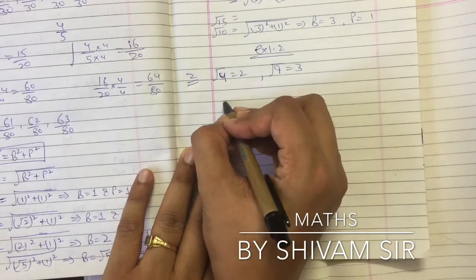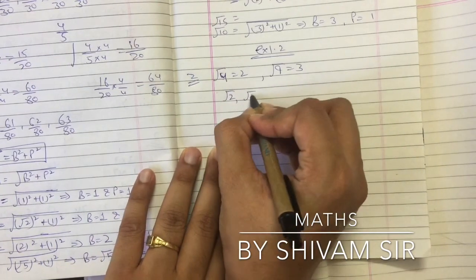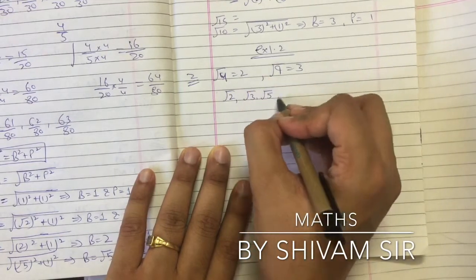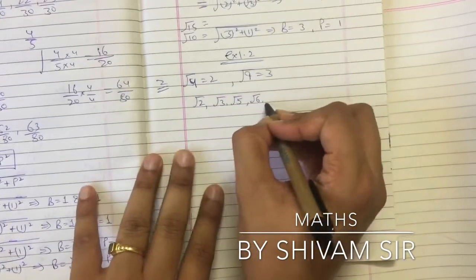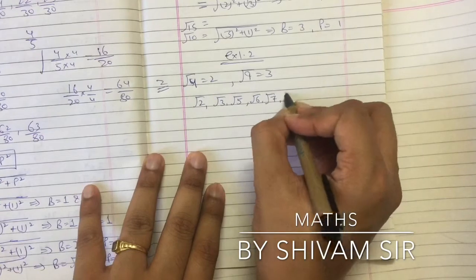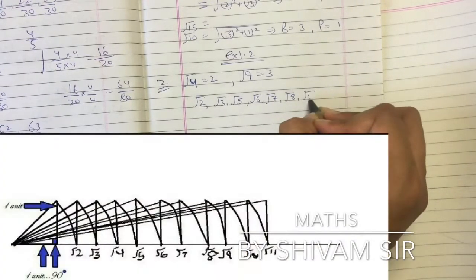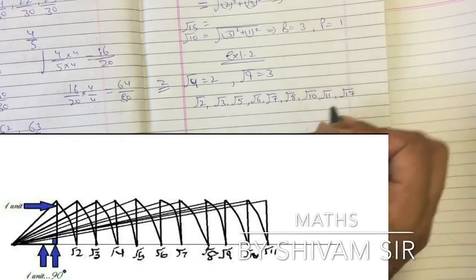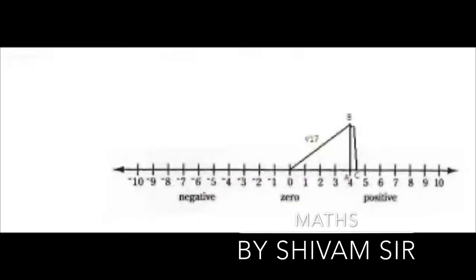So try to represent root 2, root 3, root 5 we have already done, root 6, root 7, root 8, root 10, root 11, root 17. So try to represent these root values on the number line.